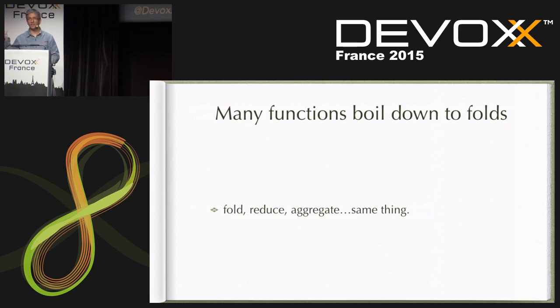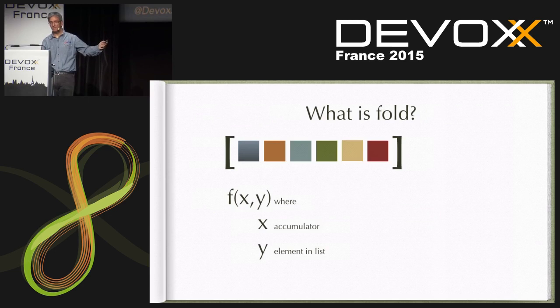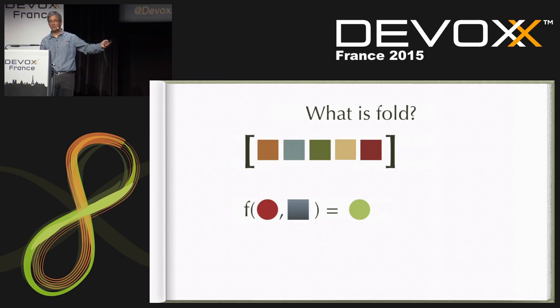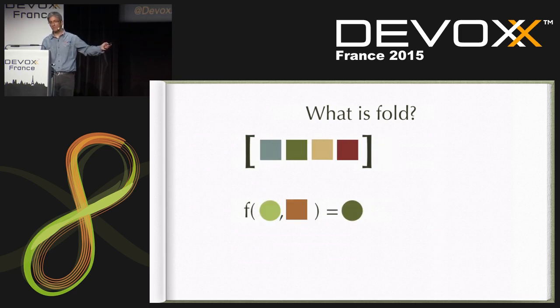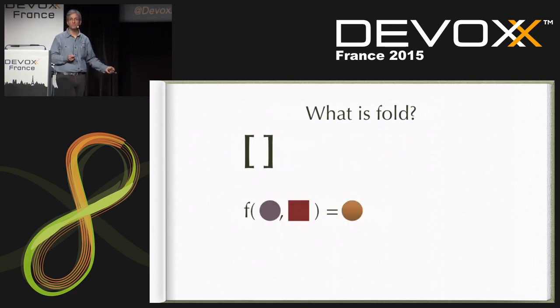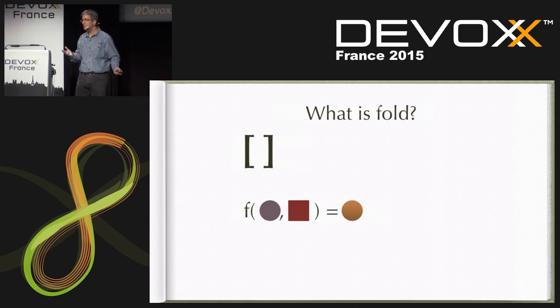How many know what fold does? Right. Fold, graphically, is this. I have an array of elements. I have a function where I have an initial element, which is the accumulator, and then I have a list of elements. What is fold? It takes the first element with the accumulator and it produces a result. It then takes that result, applies it to the second element, to the third, fourth, fifth, sixth, until it produces a result. That's it. That is what a fold is.